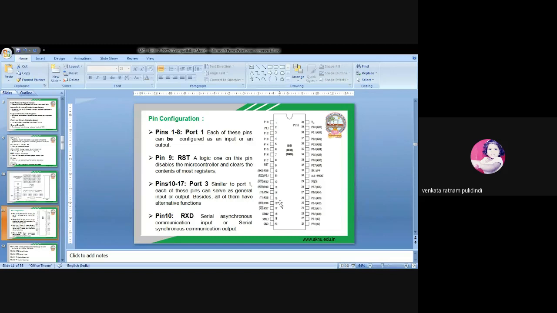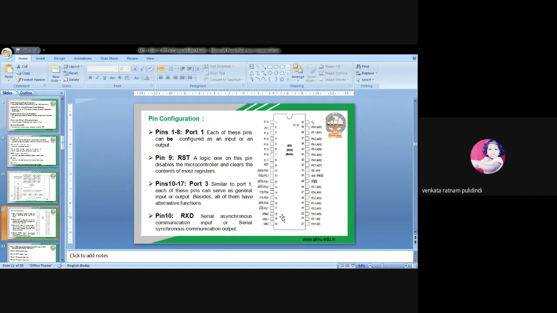Now pins 16 and 17 are used to transmit or receive data, that is, to read data from the external memory or write data into the external memory. Here we use pin lines 16 and 17. Next, pins 18 and 19 are used for connecting the external clock crystal oscillator.